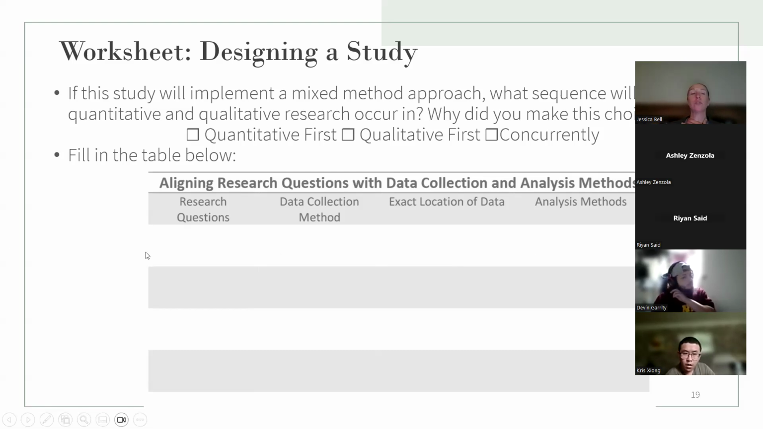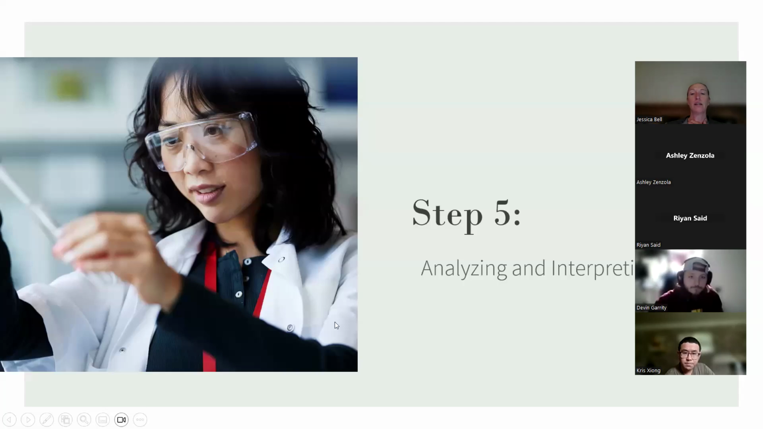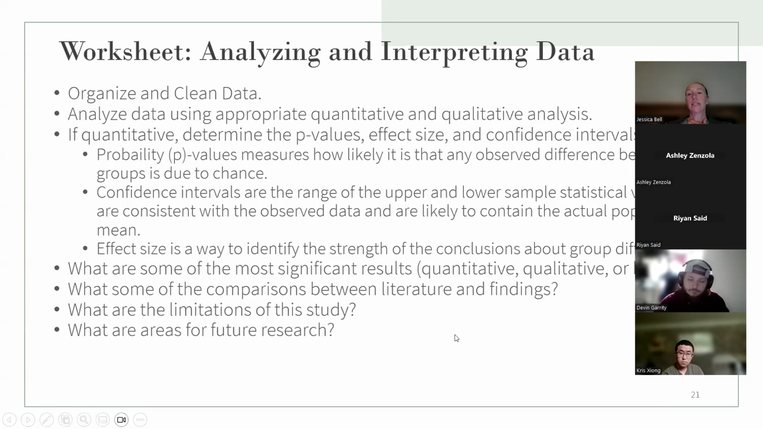And then what methods were you using to analyze? In analyzing and interpreting data, make sure you organize and clean the data. Analyze data using appropriate quantitative and qualitative analysis. So make sure that the analysis is appropriate for what you're looking to do. If quantitative, determine the p-values, the effect size, and the confidence interval. P-value is the probability value, which measures how likely it is that an observed difference between groups is due to chance. Okay, is this just random, or is this actually caused by the effect that I wanted?